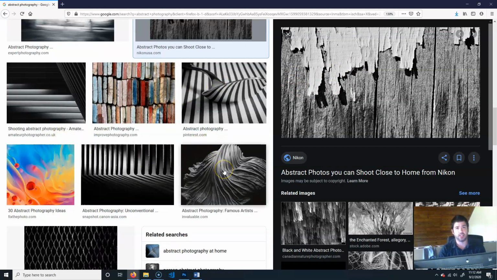Just look it up and you'll see what I'm getting at. I want you to look for that. Okay, it's just a good exercise to get your mindset to: I'm going to try and take a composition, not just a subject.